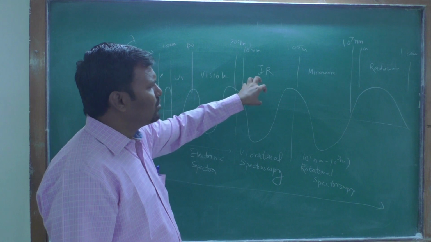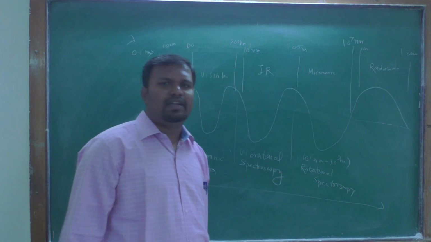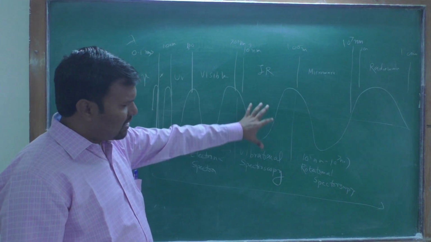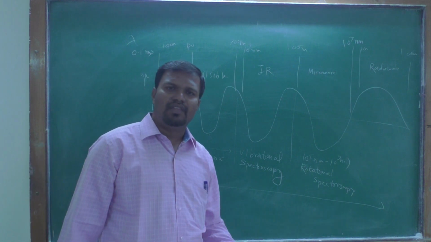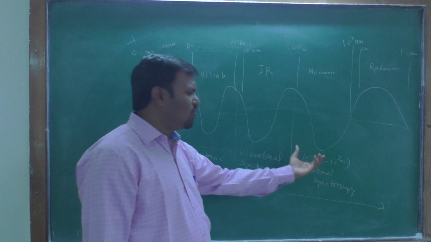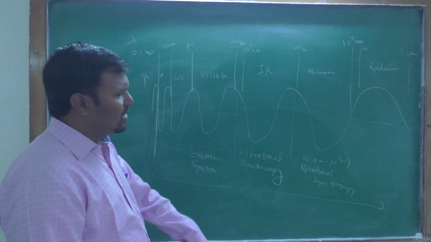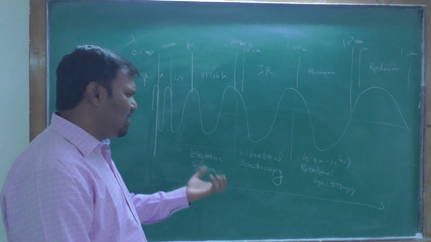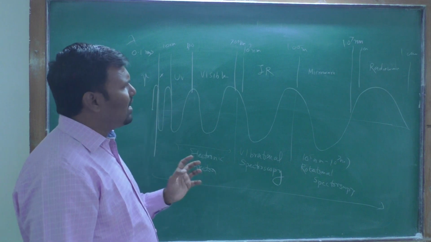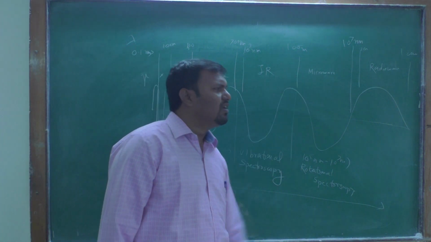We can use only IR frequencies, passing them to the matter to find the vibrational spectra. This spectrum is useful for finding the functional groups of a molecule. Then microwave spectra give rotational spectroscopy. Electronic spectra are obtained in the UV and visible region, and rotational spectra are obtained in a far higher wavelength region, the microwave region.